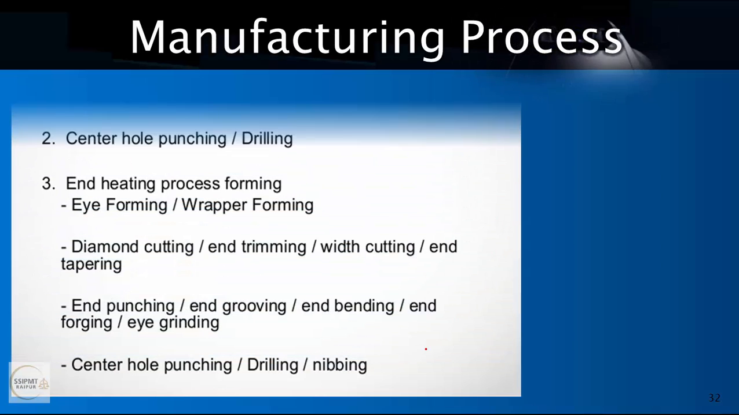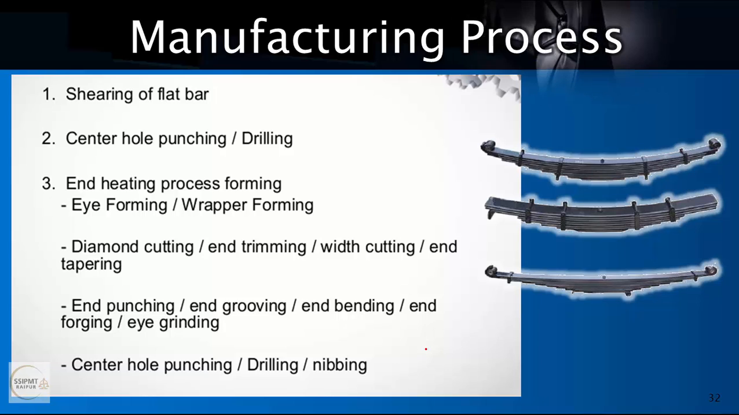Manufacturing process. Let's see the manufacturing process of leaf spring. First process is shearing of flat bar. Second is center hole punching and drilling. Third is heating process, forming, eye forming or wrapper forming. Next is diamond cutting, end trimming, width cutting, end tapering. Next, end punching, end grooving, end bending, end forging, eye grinding. Next one, center hole punching, drilling and nibbing.